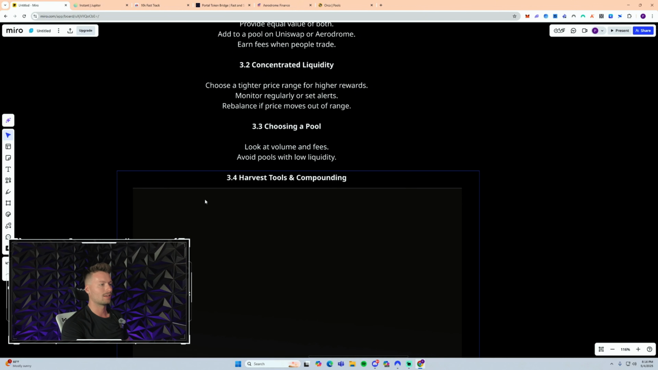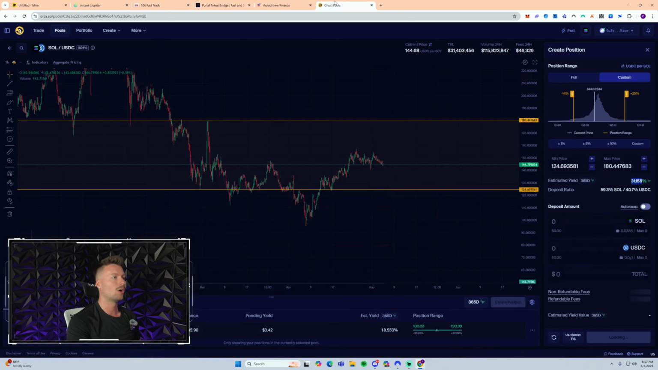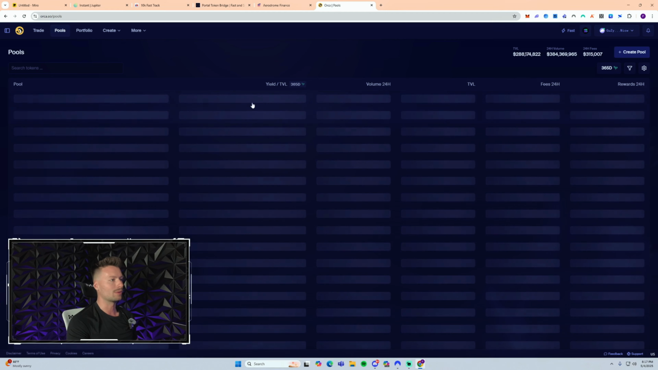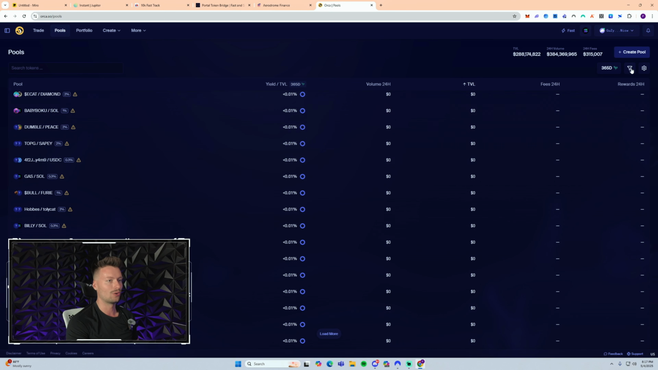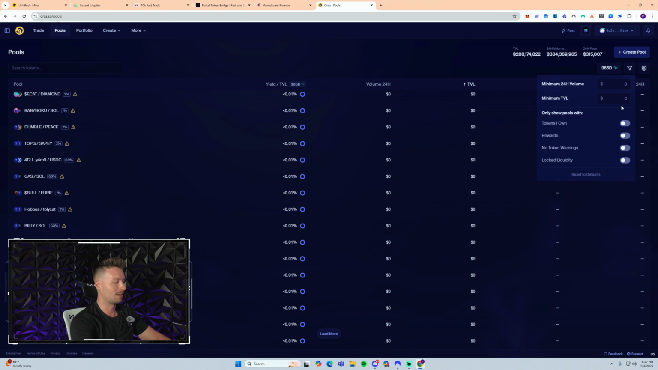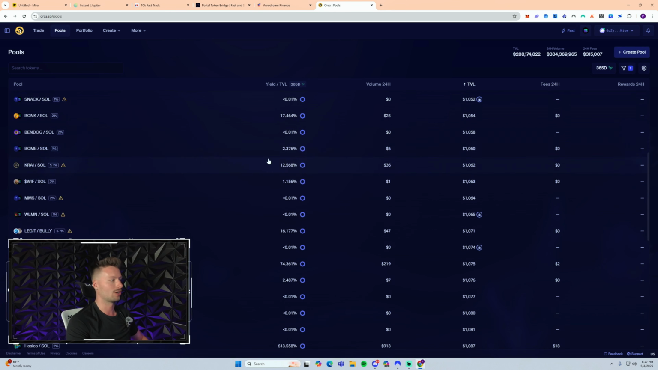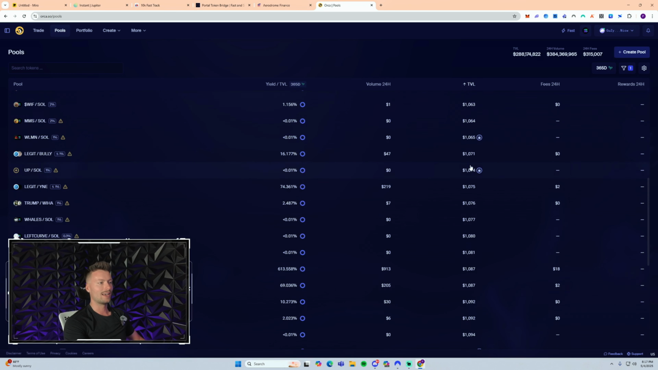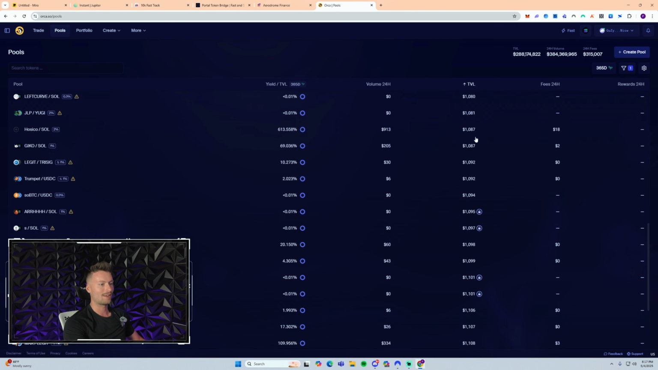Choose tighter ranges than a full range pool, obviously. Choosing a pool, look at volume and fees and avoid pools with low liquidity. For example, pools with low liquidity would look like a very low TVL pool. Let's organize it the other way, and you're looking at these, which are all literally zeros. So let's put a minimum TVL of $1,000 just so it gets rid of the complete spam. And look, $1 in volume, $1,000 in TVL.